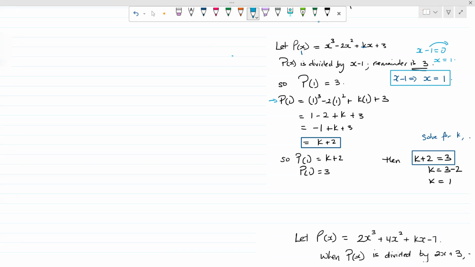So p of 1, we're going to get 1 cubed minus 2 by 1 squared plus k by 1 plus 3. That's going to simplify to k plus 2, right? 1 minus 2 is going to be negative 1. 3 take away 1 is going to give me positive 2. So p of 1 is equal to k plus 2, but p of 1 is also equal to 3. They said that there's a remainder of 3. So then k plus 2 is equal to 3. And just as we did up here, we could carry this 2 across and we get k is equal to 3 minus 2. And our value of k is going to be 1. Everybody cool with that?